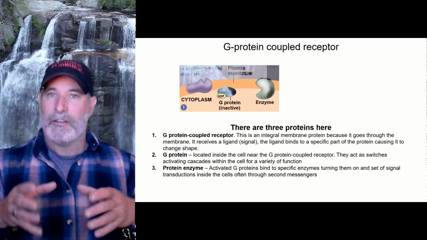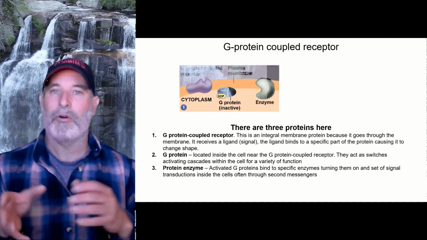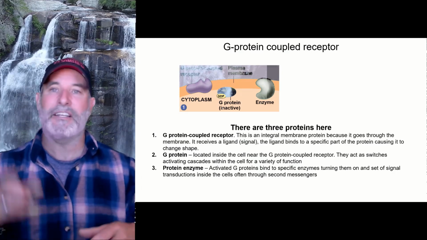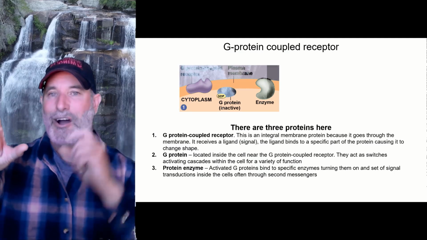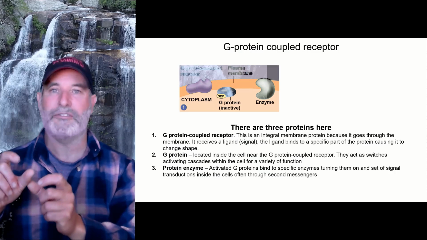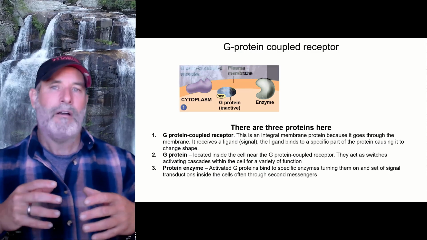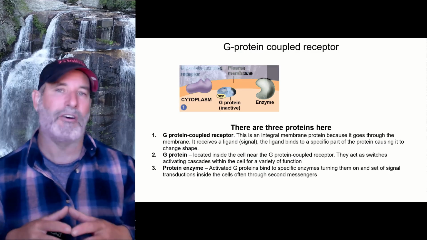Now, remember, the G protein is a separate protein in the cytoplasm. And the reason why the G protein coupled receptor gets its name is because its activity is coupled to that G protein. And the G protein is a type of peripheral protein. It is not an integral protein. So it's not permanently attached to the cell membrane.